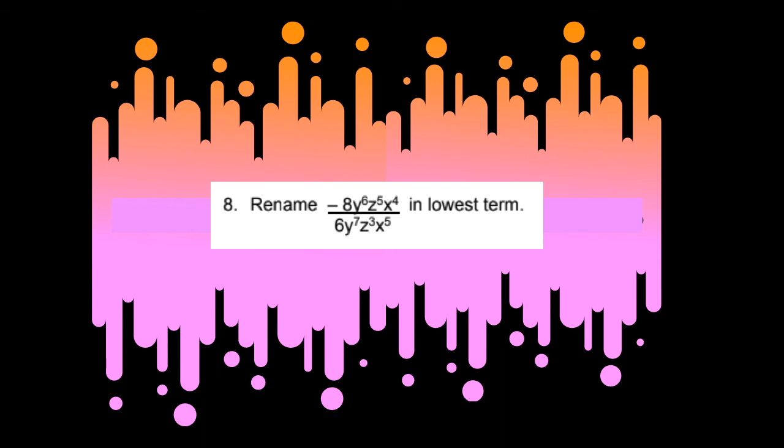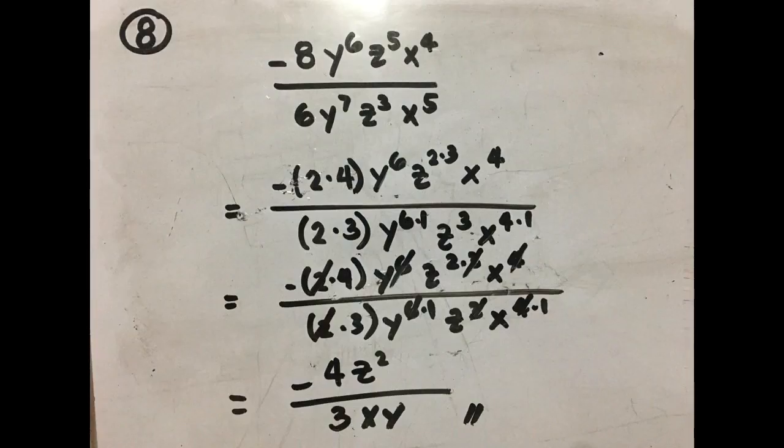Let's proceed to number 8. Rename the expression negative 8y^6 z^5 x^4 over 6y^7 z^3 x^5 in lowest terms. Again, this is just a matter of factoring. If we factor out 8, we will have 2 times 4. y^6, let's factor out z^5, that's z^2 times z^3, and copy x^4.